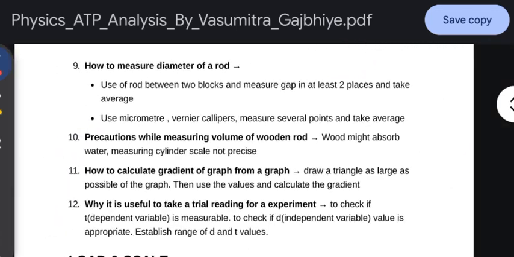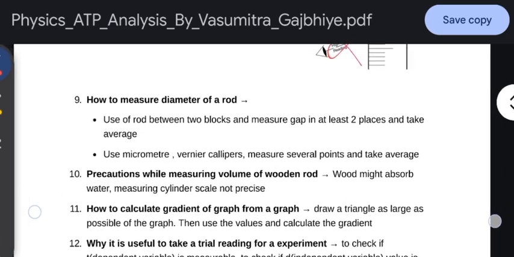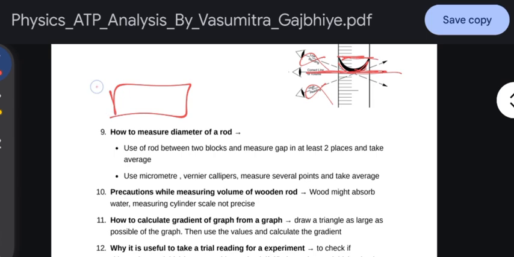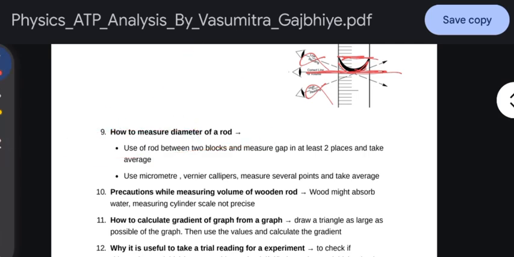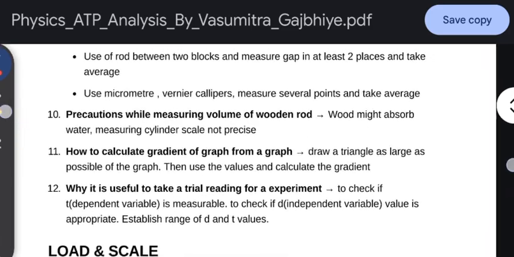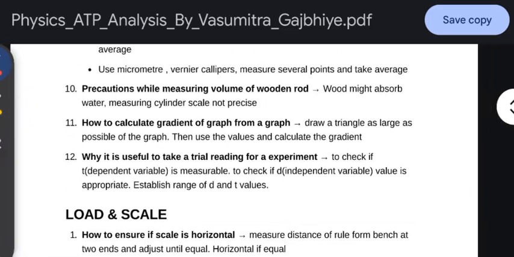Now next, how to measure the diameter of a rod. Use a rod between 2 blocks and measure the gap in at least 2 places, and then take the average. You can place the ruler, measure the gap in 2 places, and then take the average. This is the way you can do it. The other technique is to use a micrometer or vernier calipers, measure several points and take the average.